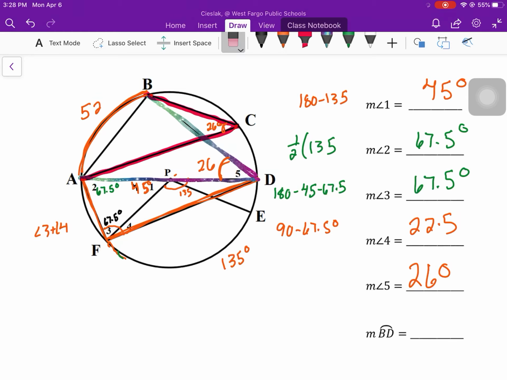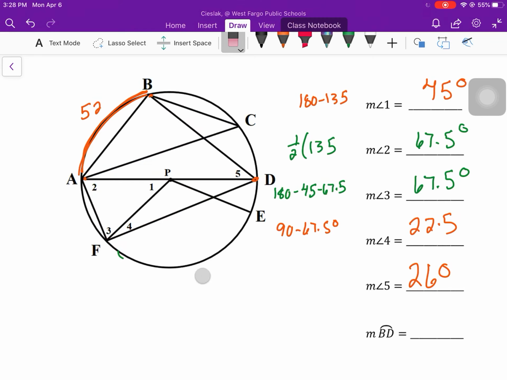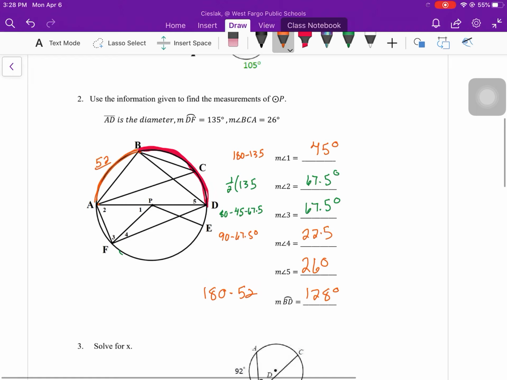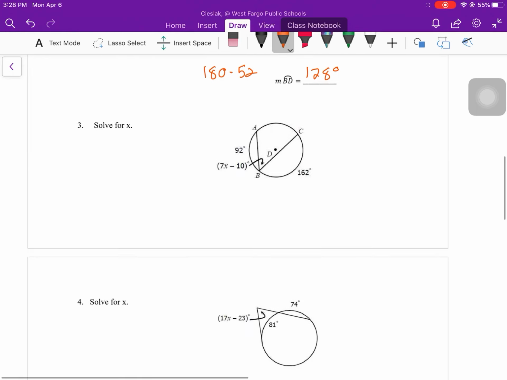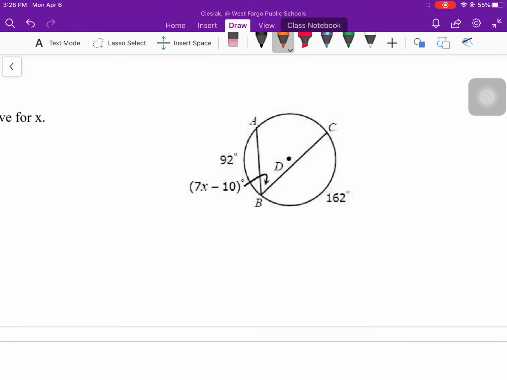The only reason I'm doing that is because on the next part, and I'm getting pretty messy here, so I'm going to erase a whole bunch of this, the next part is asking you to find the measure of arc BD. Okay, now arc BD is going to be the minor arc from there to there, and notice that BD plus BA would have to get us to 180 because it's a semicircle. That's why I put that 52 in there right away, because I can go 180 minus 52, which gives me 128 degrees. Okay.